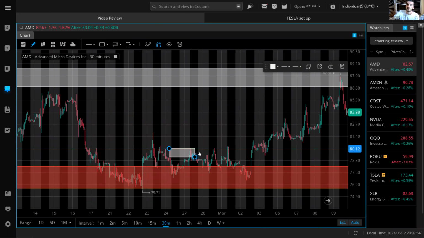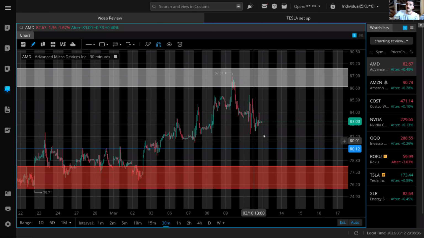We rejected the next day, rejected the day after in that same zone, and at market open rejected that same zone. So this is going to be a heavy zone on the downside if we can drop that much on AMD. That's one zone I'll have, and that's around $80.12 a share.